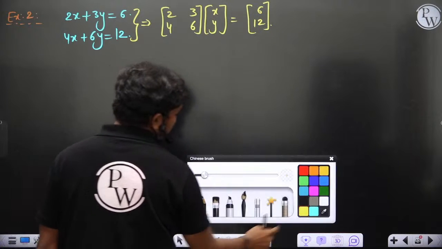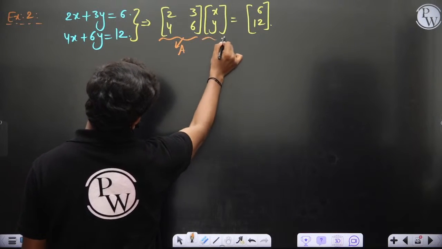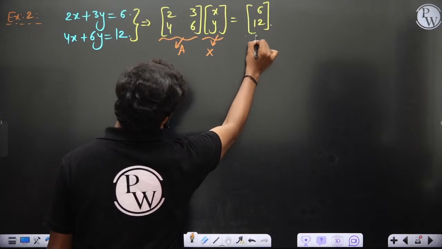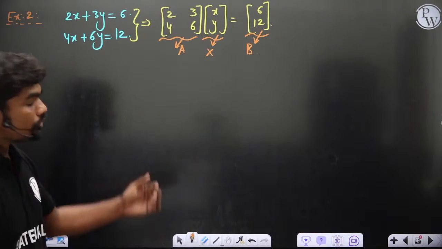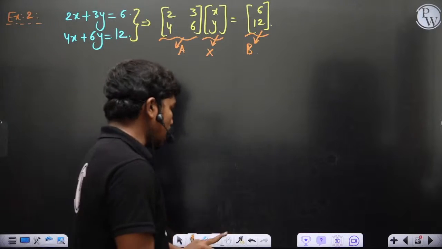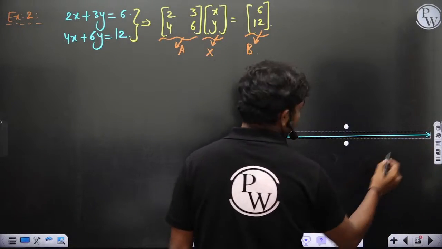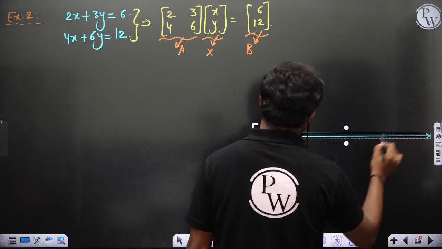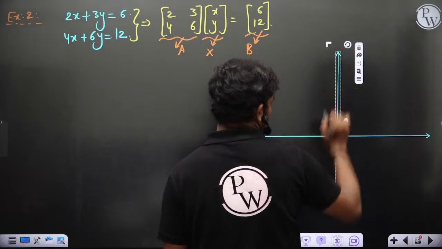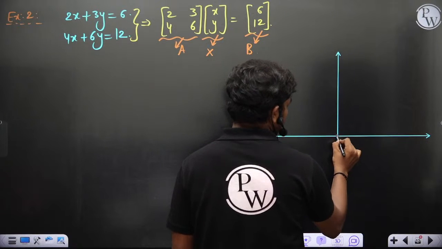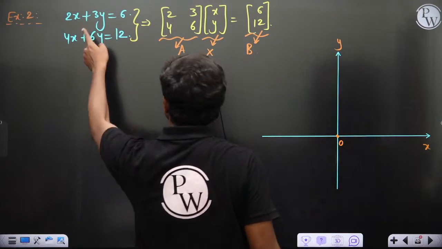Okay, and clearly this is A, this is your x, and this is B, of course, which is the constant matrix. Now if you try to plot these two equations, what happens is, this is your x-axis, of course, and this is your y-axis, origin, x and y. Now let's see, 2x plus 3y equal to 6.